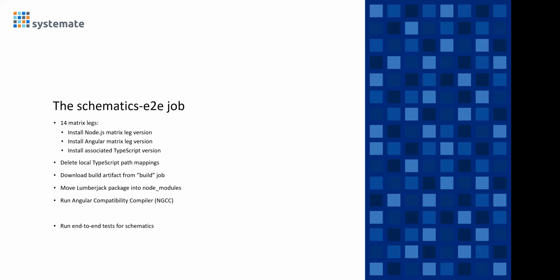So what's happening in the end-to-end job for schematics is the same as before with all the setup and compilation. But then we run our end-to-end test for the schematics, which runs the commands using Node.js and sees how the code was changed by those schematics.